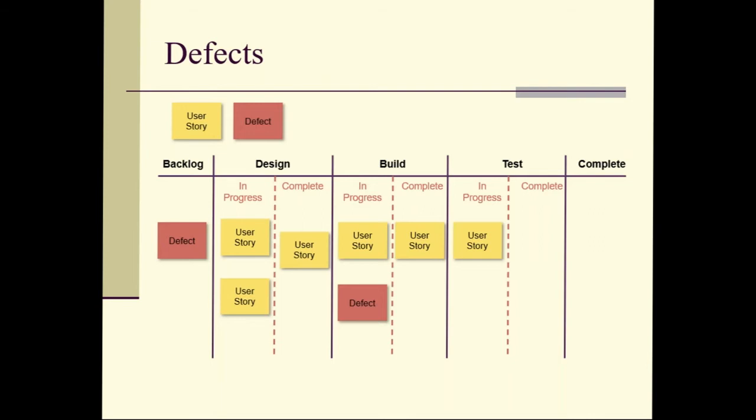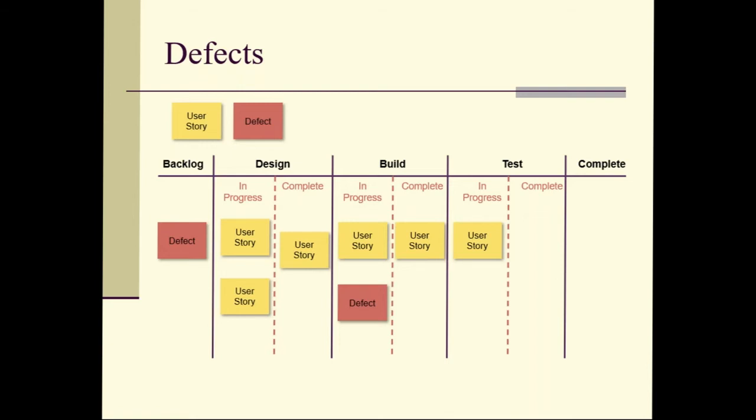Defects, what do we do about defects? I often put defects on a different colored card or post-it note. If my main post-it notes are the standard yellow, defects I might put on a green post-it note, because they're sick. Or if they're high priority defects, I might put them on a red post-it note, because it's red alert. This is a really high priority defect.